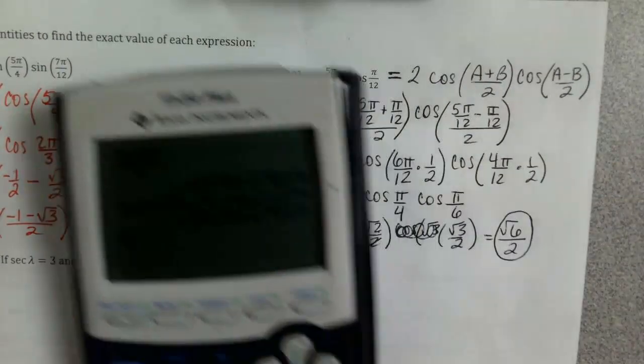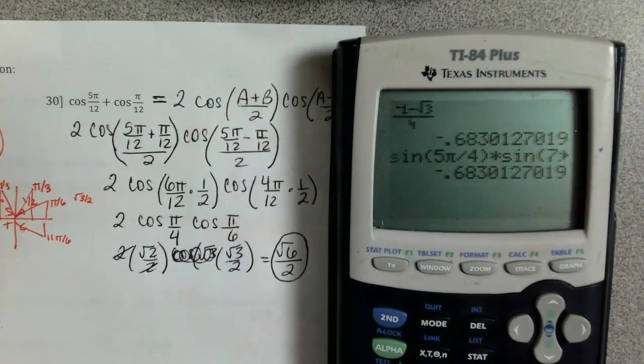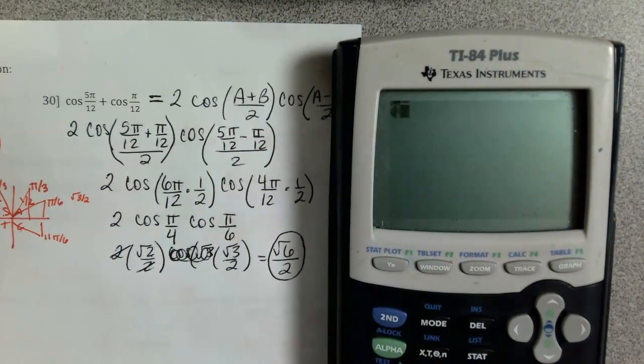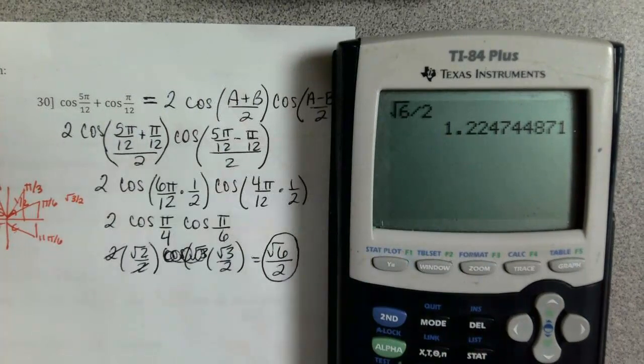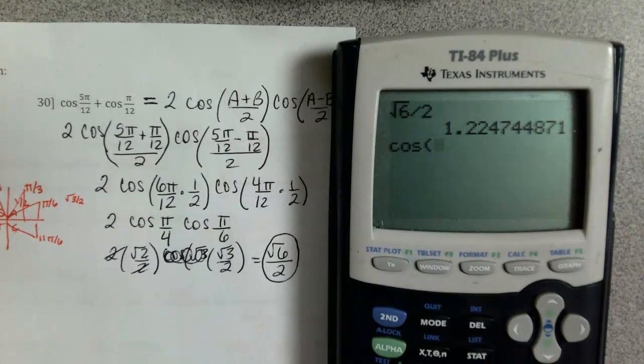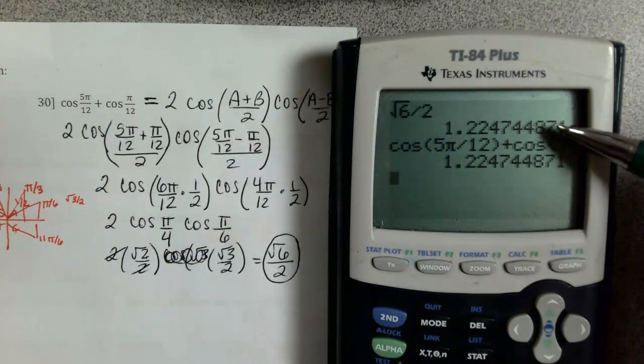So we're going to check that answer by comparing the decimals in the calculator. So our answer, root 6 divided by 2, we're going to compare that decimal to the original expression, which was the cosine of 5 pi over 12 plus the cosine of pi over 12, and we see that our decimals match.